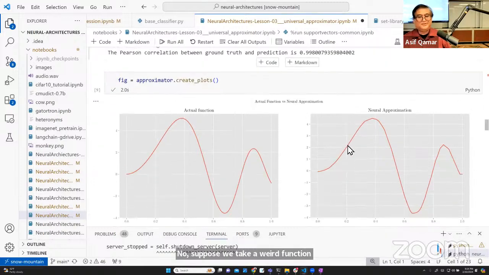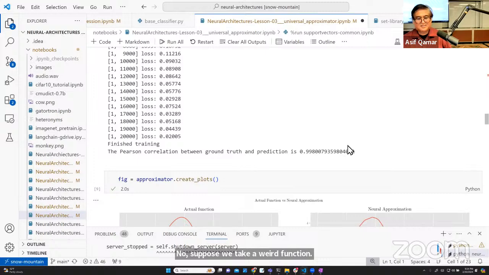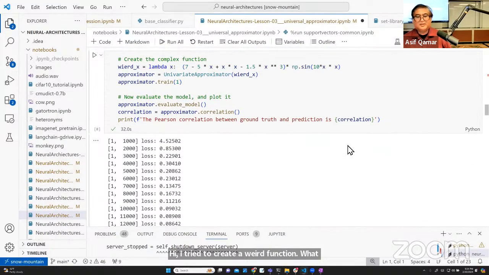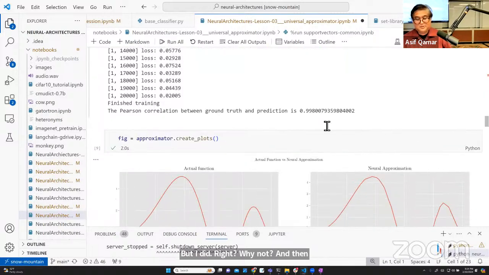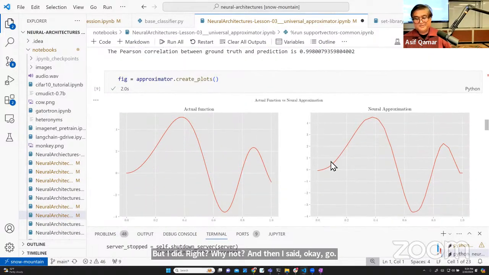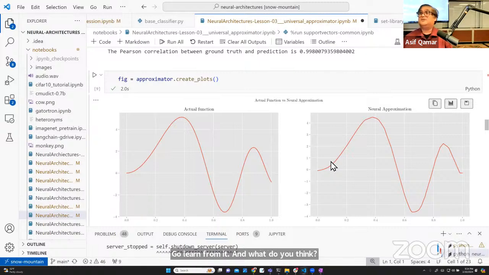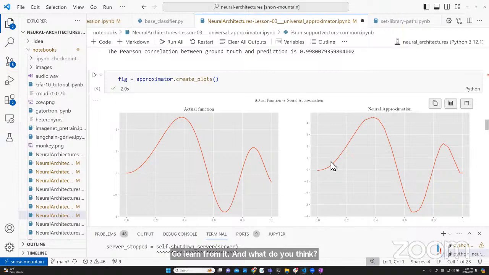Now, suppose we take a weird function. I tried to create a weird function. What did I do? I forgot. Oh, look at this. This is a function. I threw in some algebra. I threw in some trigonometry at it, right? Why not? And then I said, okay, go learn from it. And what do you think, guys? It still caught on to it.